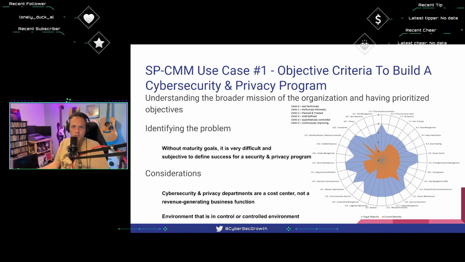So I'll put the slide on the screen here and I'll read some of the notes I gathered. Identifying a target maturity state is intended to support your organization's mission and strategy. So without first understanding the broader mission of the organization and having prioritized objectives, a CISO or CIO or Chief Product Officer will be guessing when it comes to establishing expectations for capability maturity. Like anything in life, if you fail to plan, you plan to fail. CMM rollouts are no exception.